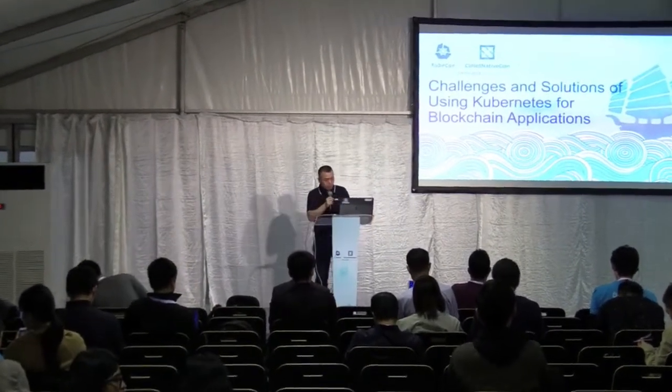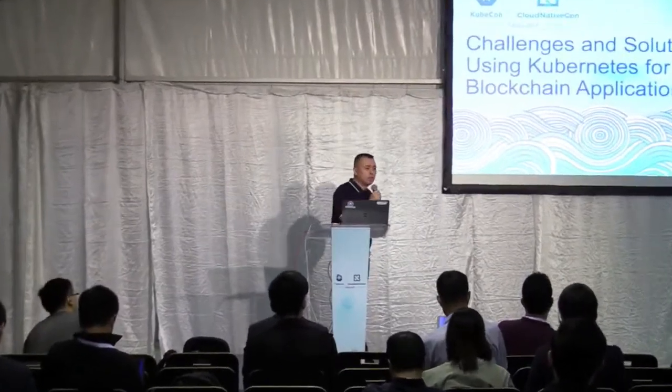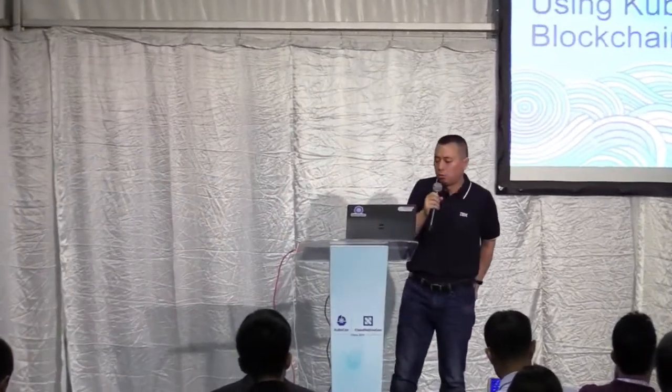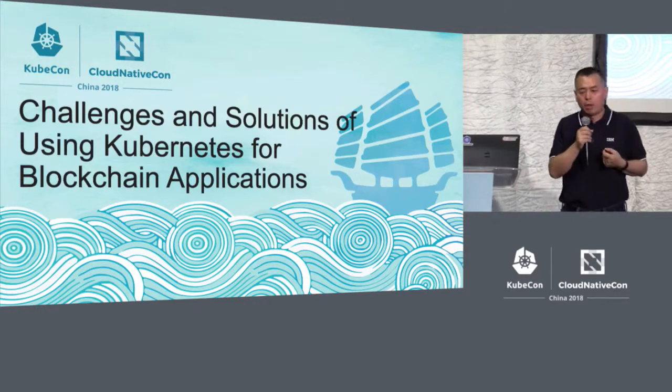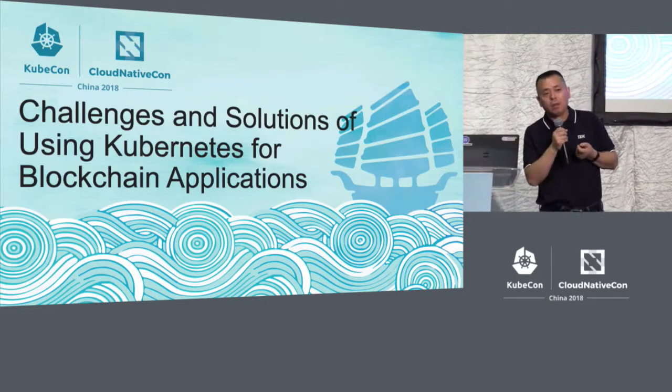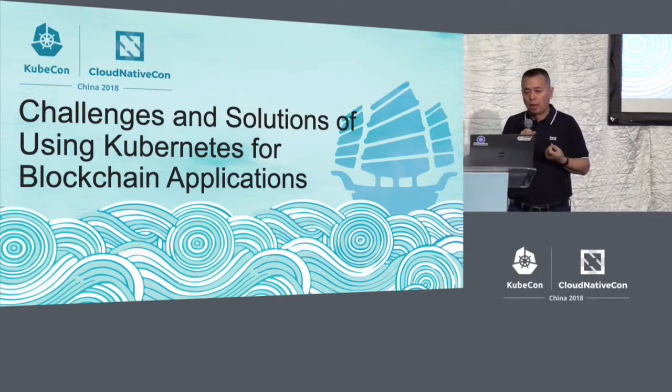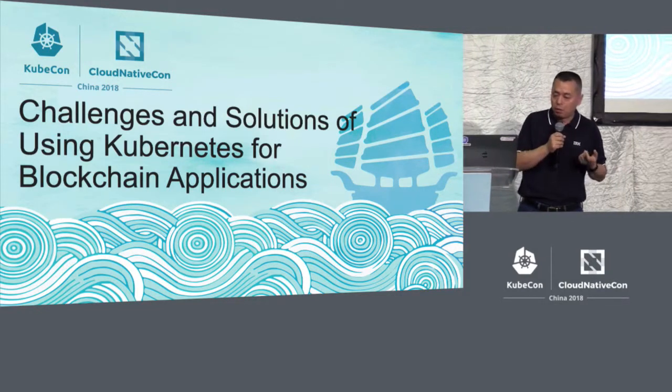So this talk is about the challenges and solutions when you are trying to deploy blockchain applications onto Kubernetes. Specifically, I will be talking about Hyperledger Fabric. How can you actually deploy and run your applications on Kubernetes, and what kind of problems you might face, and how can you solve those problems?